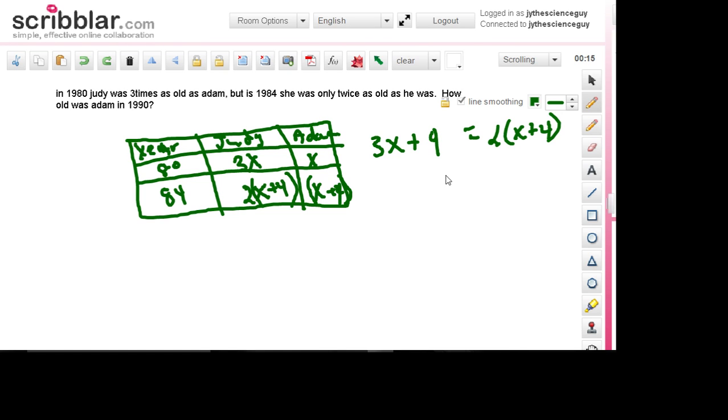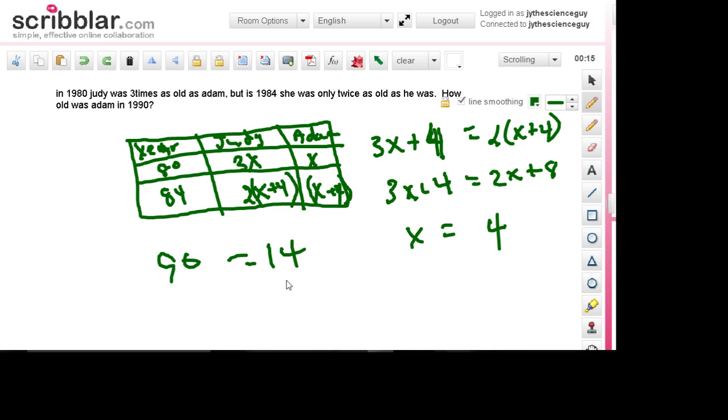Okay. 3x plus 9 is equal to 2x. That's actually a 4, sorry. 3x plus 4 is equal to 2x plus 8. And so you can get 1x is equal to 4. So if Adam is 4 in 80, he would be 14. And that's the answer.